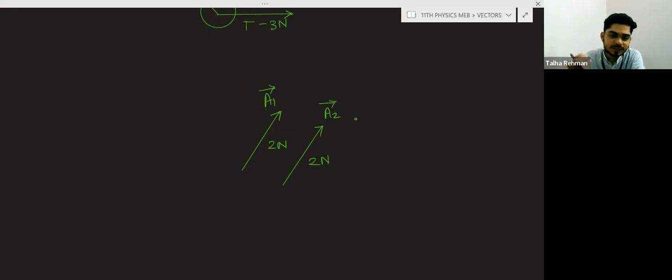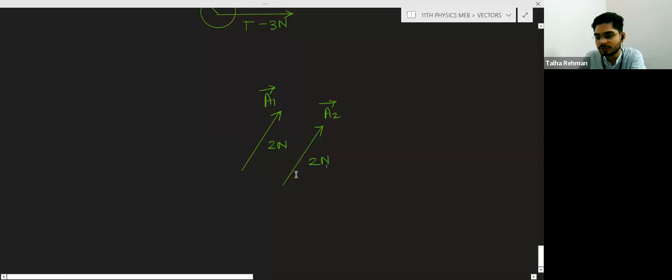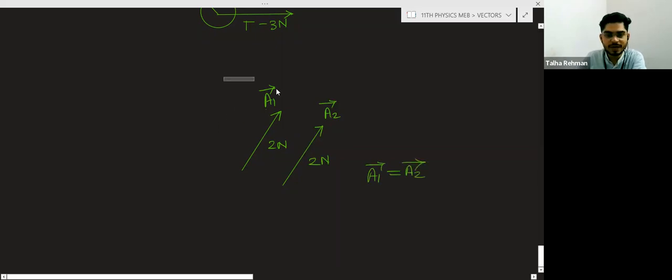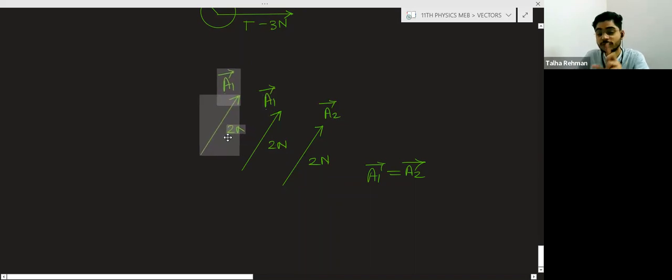This vector also has the magnitude of 2 Newton. So we will take these two vectors. What is the condition of equality of two vectors? Direction same, magnitude same. So here the direction is also same, magnitude is also same. So both the vectors we will take as the same vector. A1 vector is equal to A2 vector. Means if you have a vector, suppose you have this vector, you can parallelly shift this vector and the magnitude and the direction of the vector will not change, in case of free vectors only.